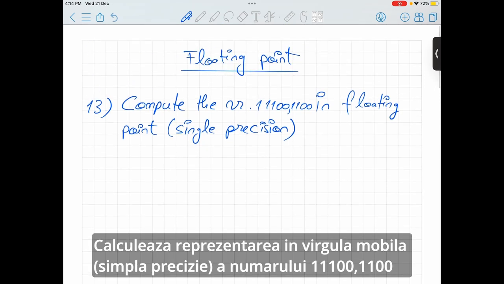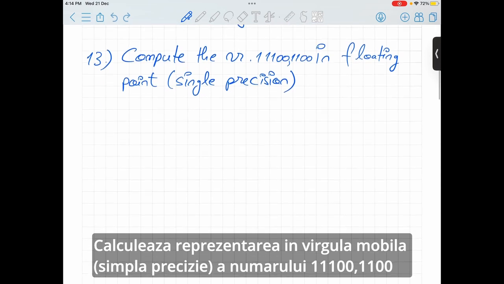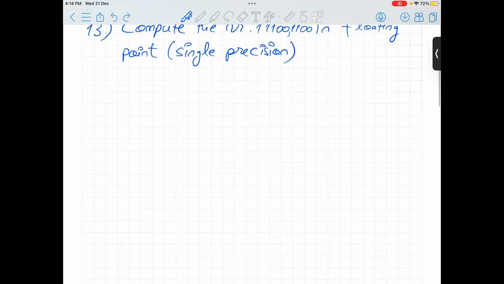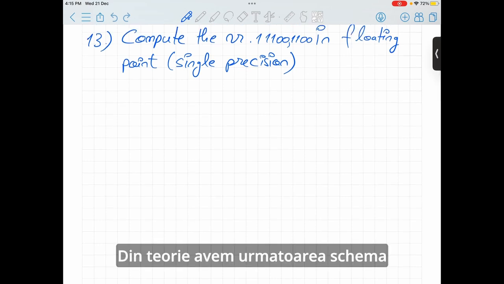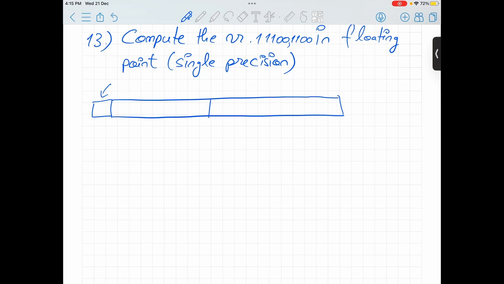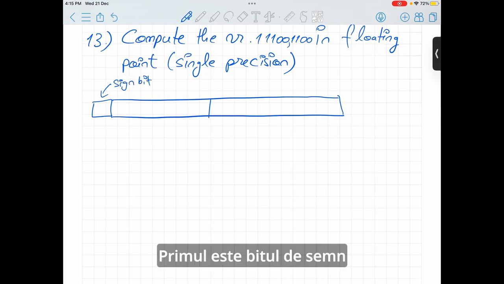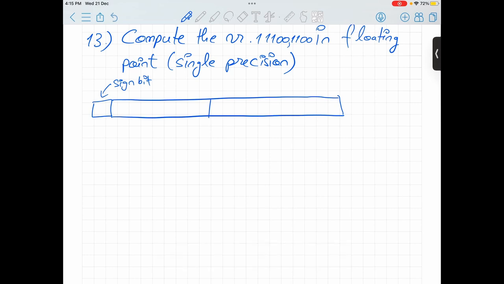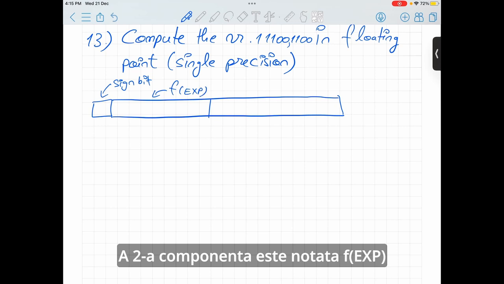Okay, in this exercise, we have to compute the following number, in floating point, single precision. We know from the theory that we have the following diagram, which I will try to draw here. Here, we have the sign bit, here we have the exponent, and here we have the mantissa.